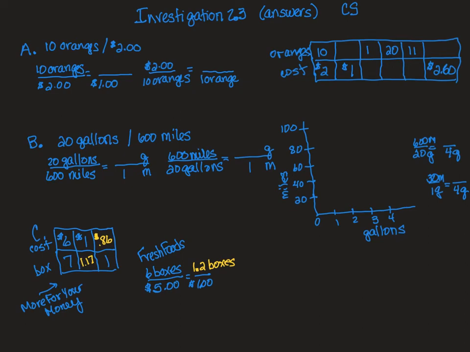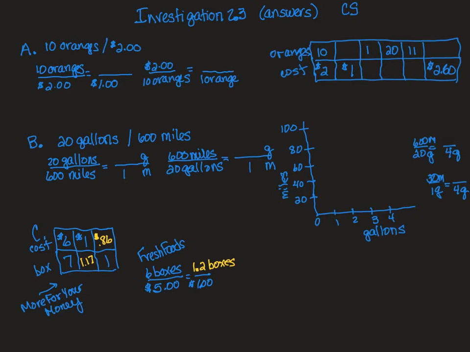Okay, we're going to look at investigation 2.3, which is just loaded with a lot of stuff. I'm going to hit all the high points, so there are questions that will be answered, and some that I might not directly answer, but all of the work that you need is going to be here. Okay, so in A, they say 10 oranges are $2.